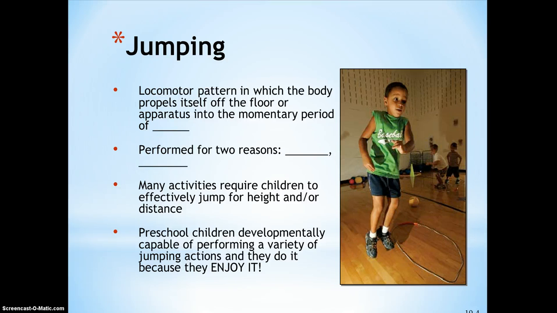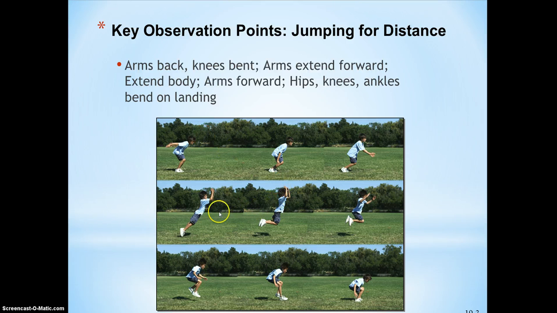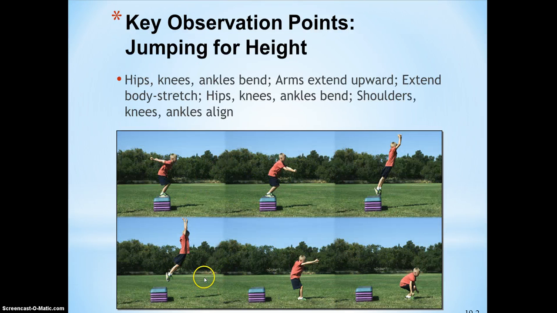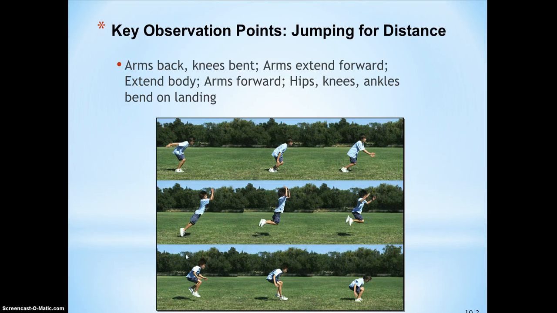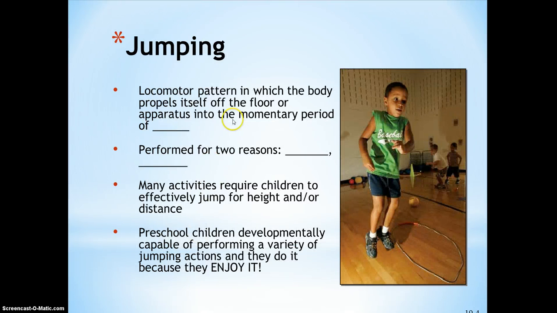So when we think about jumping, a couple of things we want to focus on. Jumping is the locomotor pattern in which the body propels itself off the floor or apparatus into the momentary period of flight. If you look at the two previous slides, you'll notice that a child is in flight here and here. And you'll also notice that a child is in flight here and here. So with both jumping for height and jumping for distance, flight does occur. It's performed for two reasons, those that we just went over, height and distance. And many activities require children to effectively jump for height and or distance.